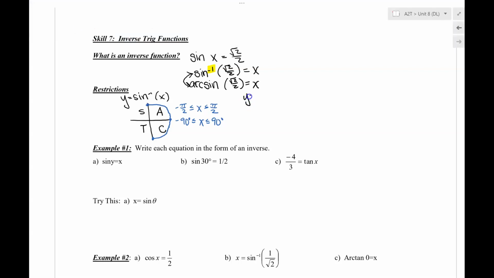Our cosine inverse, well, it doesn't have the same quadrants as sine. In other words, it can actually have all of its positive and negative values within the first and second quadrant. So cosine is going to be restricted from 0 to pi, or 0 to 180.